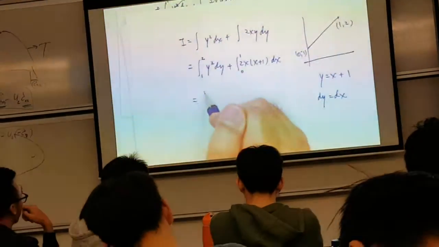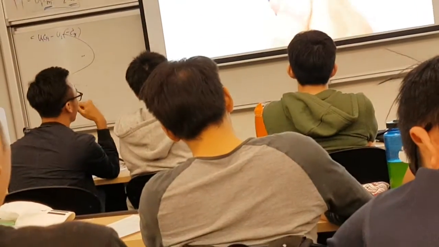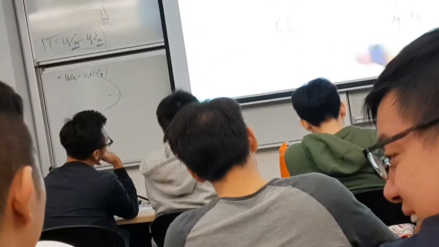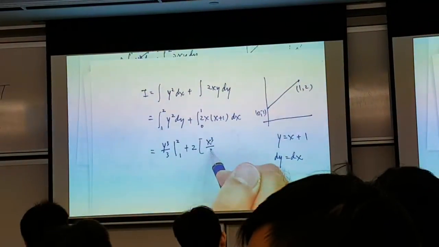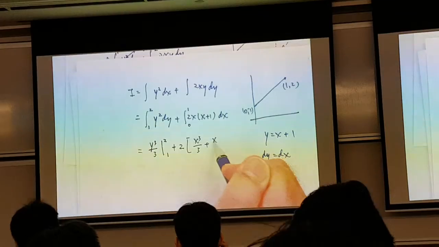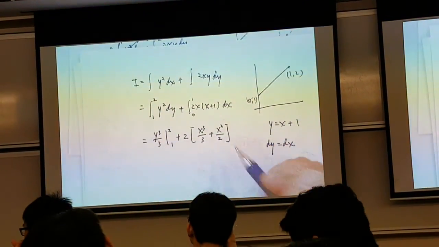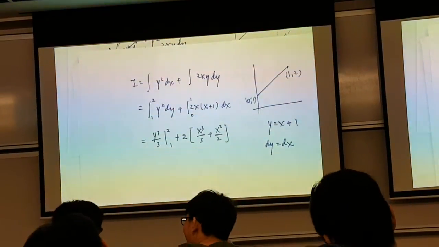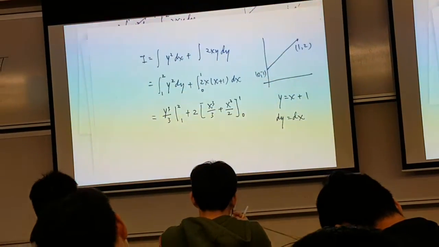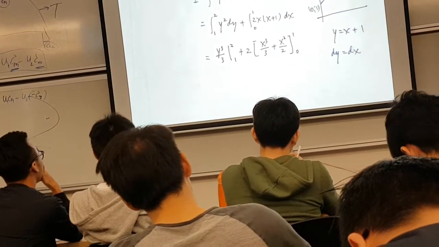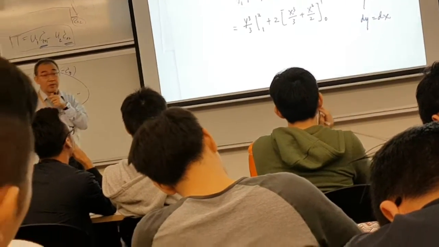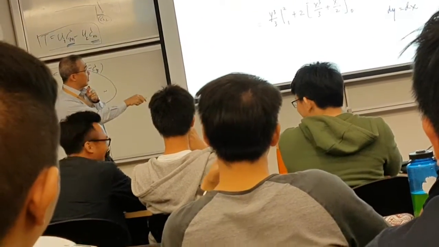In this case, you get y cubed divided by 3, evaluated from 1 to 2. The other one is going to be 2 times, because this is x squared plus x, x cubed divided by 3 plus x squared divided by 2. The 2 will still be there, and this will be from 0 to 1. Agreed? So this is just a direct integration.